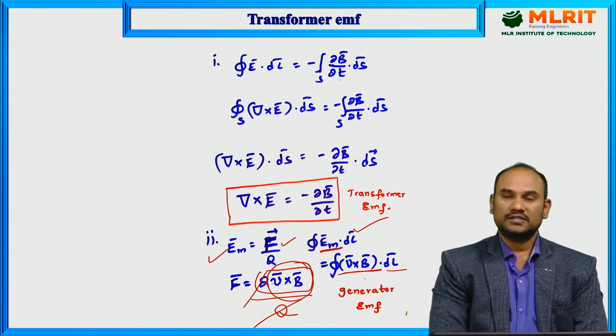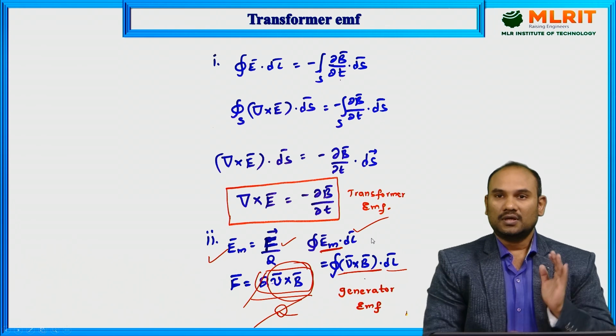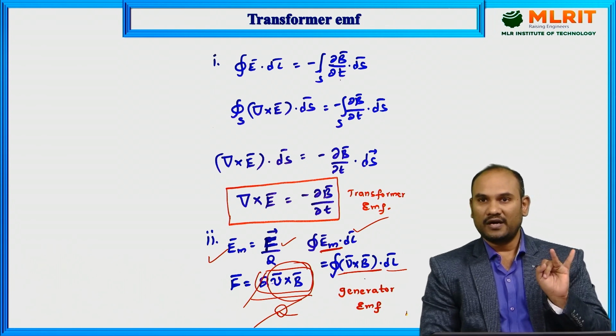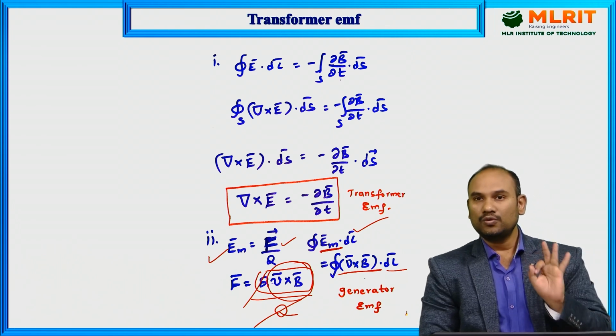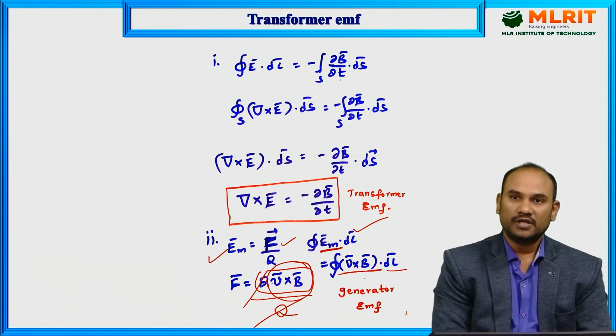This is generator EMF. So this is all about Faraday's law, the observations of Oersted, Michael Faraday and Lenz, and the two types of EMFs. One is transformer EMF and the second one is generator EMF. With this, we conclude this session.